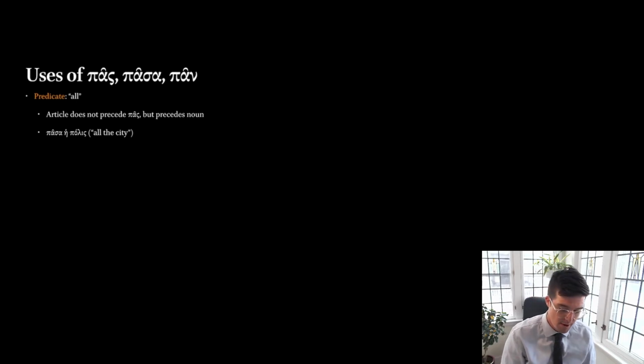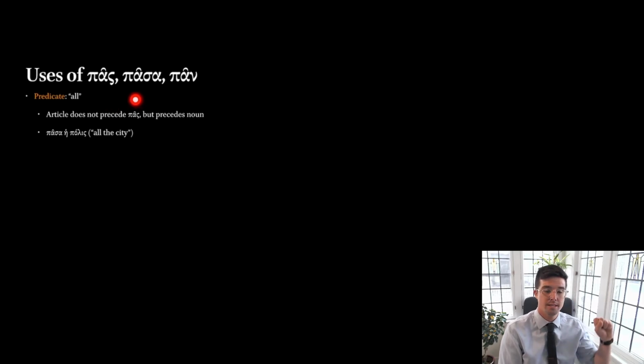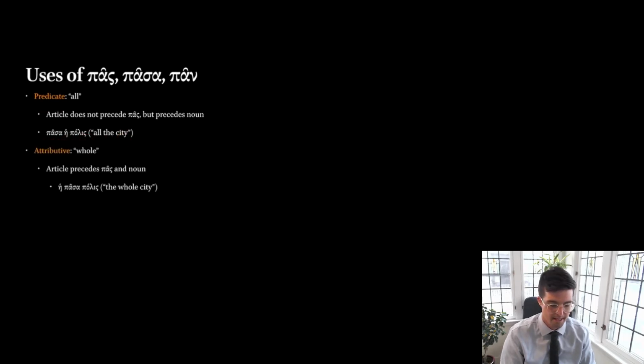So when it's in predicate position, and remember, predicate position is when the article does not directly precede it, but does precede the noun. So you'll have something like a form of pās, article, noun, or a separate construction, article, noun, and then a form of pās, and it will be translated all. So the predicate use is translated all, as in pāsa he polis, all the city.